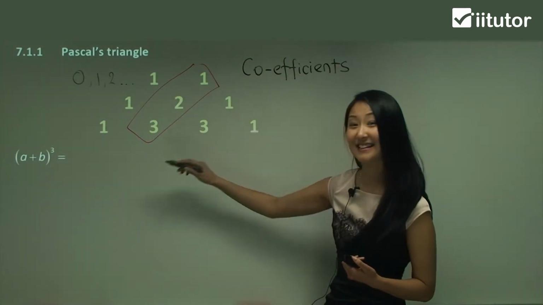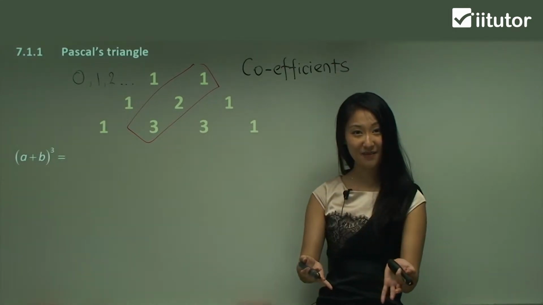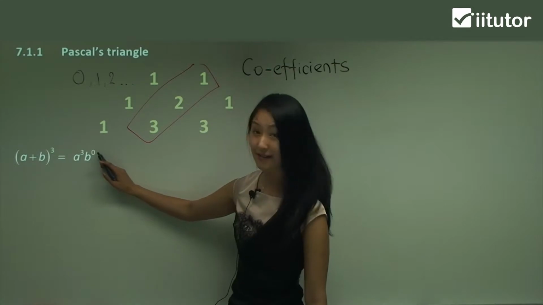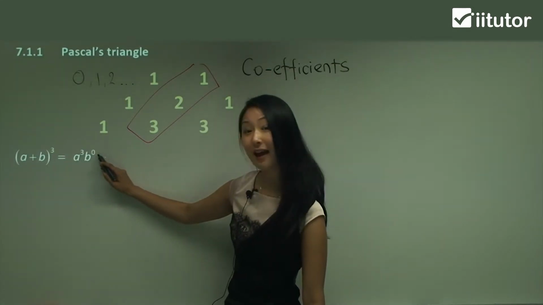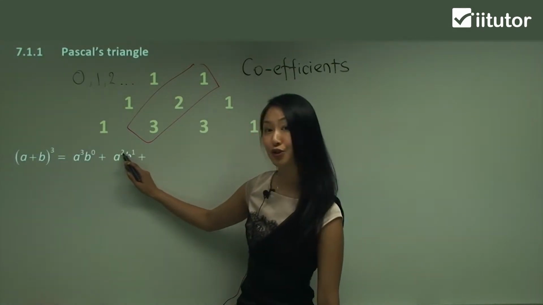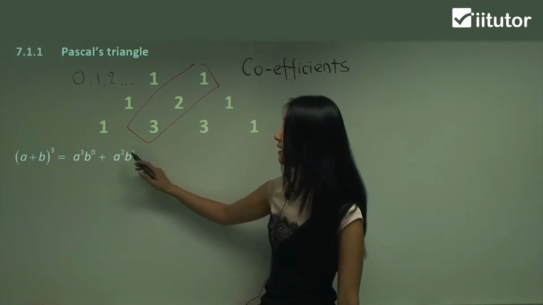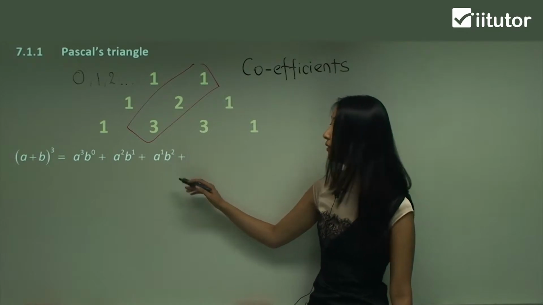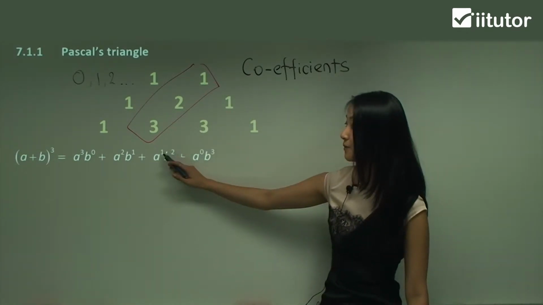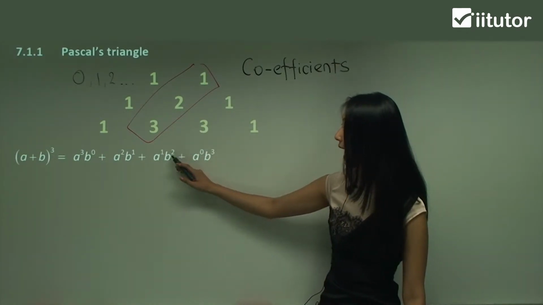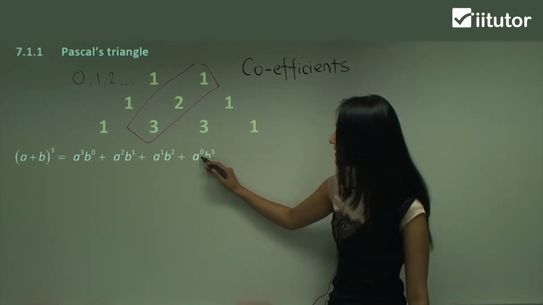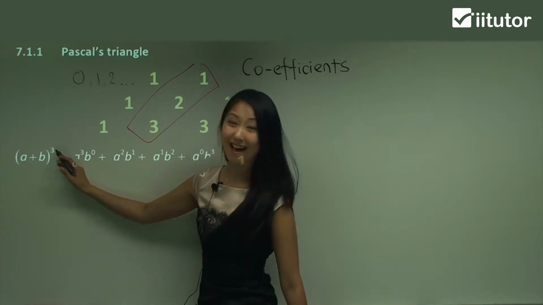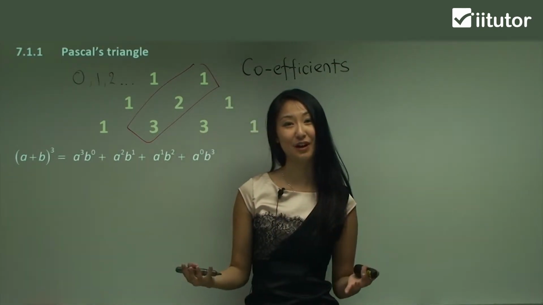Okay, let's expand this now. So the first term is going to be, that's right, a to the power of 3, b to the power of 0. Subtract 1, add 1. So that becomes 2 and 1. And subtract 1, add 1: 1 and 2. Then finally, subtract 1 from that, it becomes 0, add 1, it becomes 3. You can see we have power of 3 on our second term, which is the same as that index there, so we know to stop.